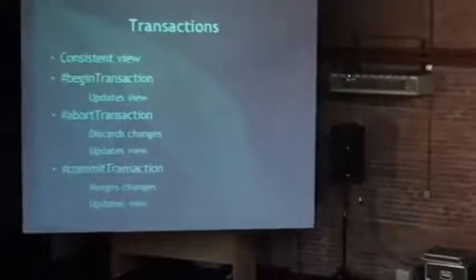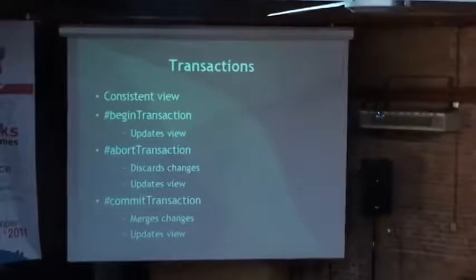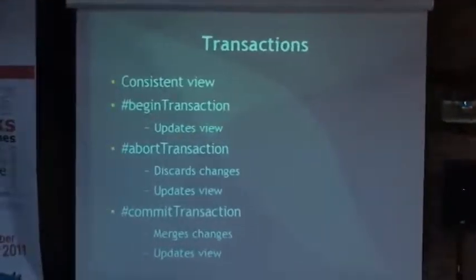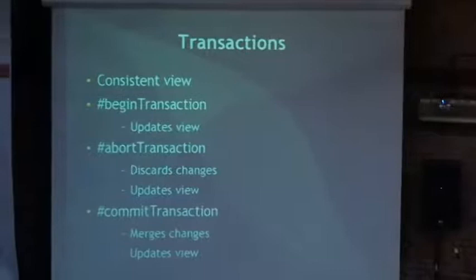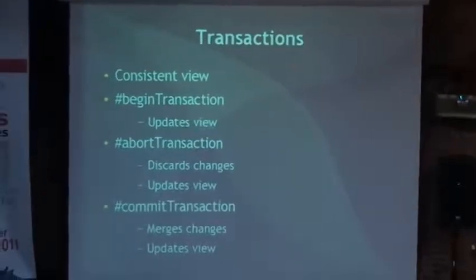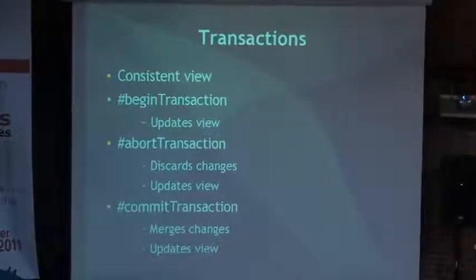With GemStone, we offer read consistency until you explicitly say otherwise. So you can go on computing and sending messages and changing the state of objects, and you won't see anyone else's changes until you execute one of these messages that I've got on this screen: begin, abort, or commit of a transaction. So begin just updates your view to the latest view. Now abort transaction, if for some reason you want to throw away any changes you've made, will discard all of those changes, and then it will also update your view to the latest committed view of the repository.